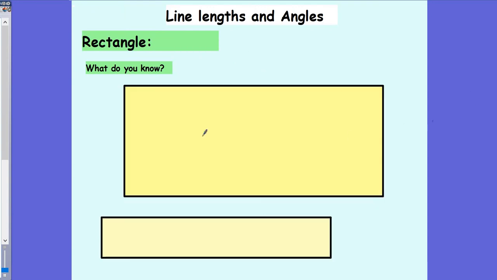Okay, Year 7, pause the video. Here's a rectangle. In your light blue books, write down everything you might know about a rectangle. Pause the video for a minute, everything you know.